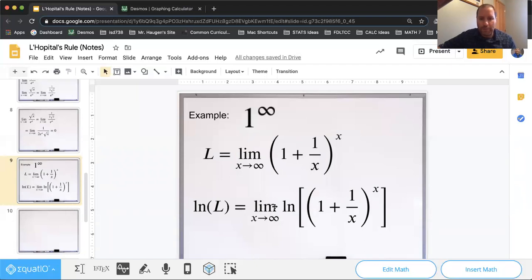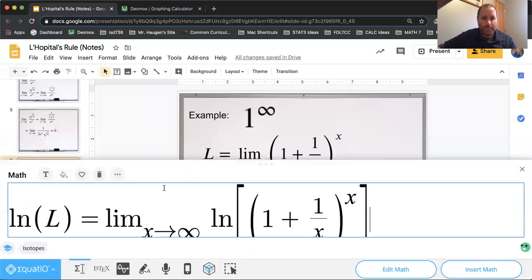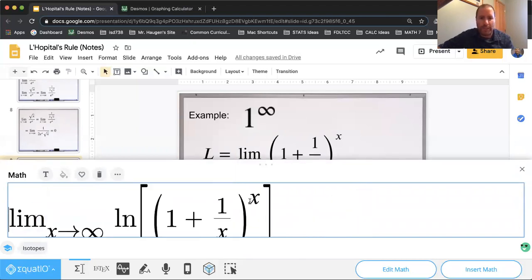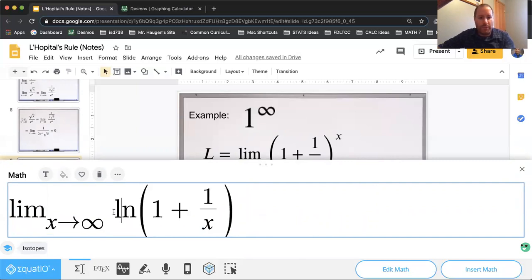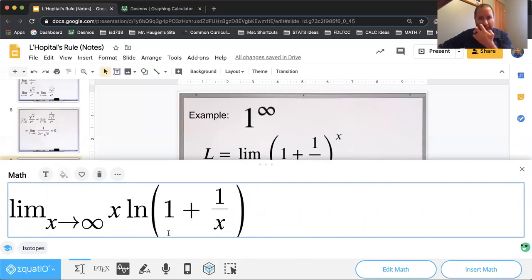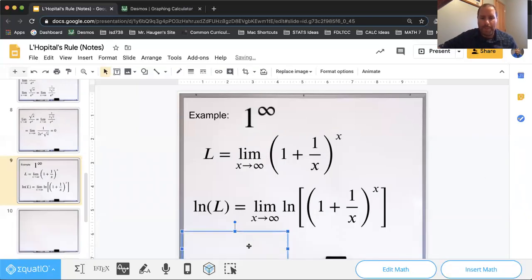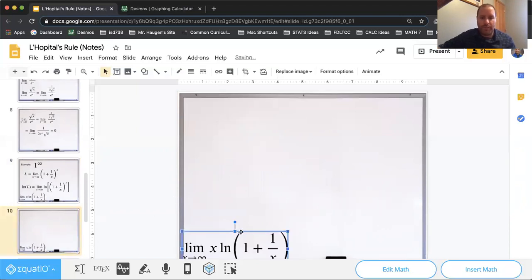So when we drop that exponent down, again I'm going to forget about this part because we don't need that. We take this exponent out and drop it in front of the natural logarithm. And that's what we have here. So we're going to start on a new page on this one, just so we can see that.